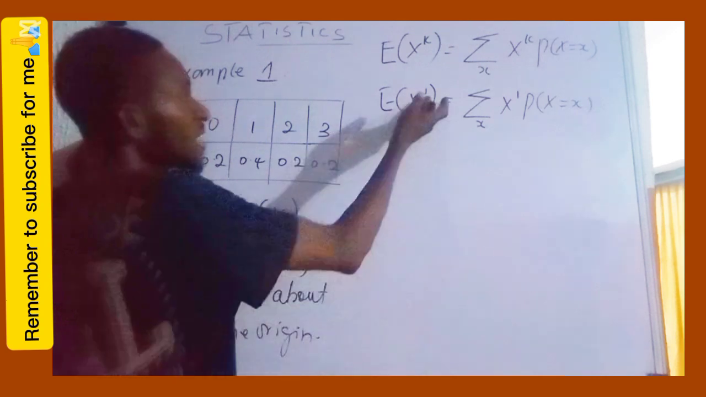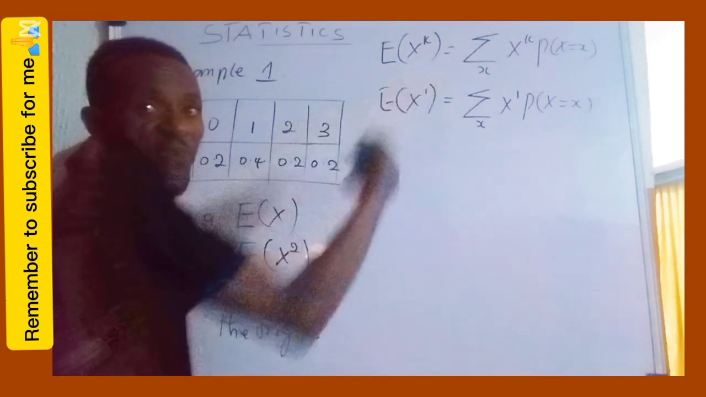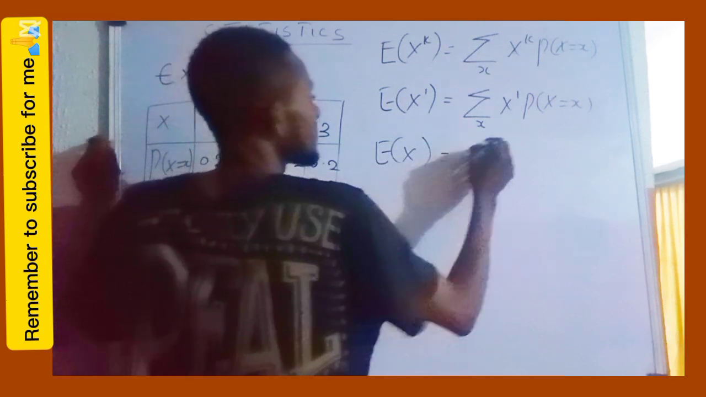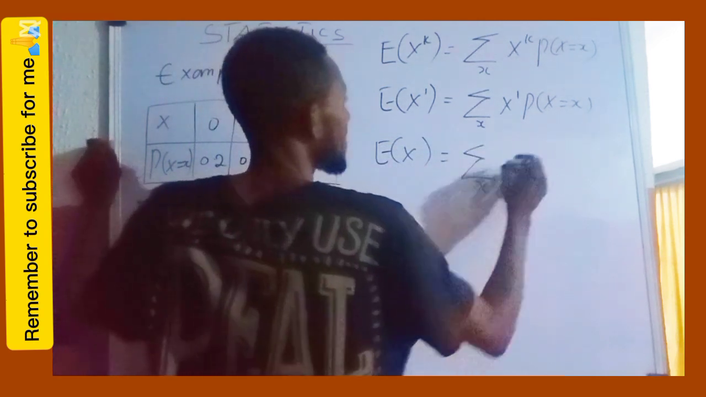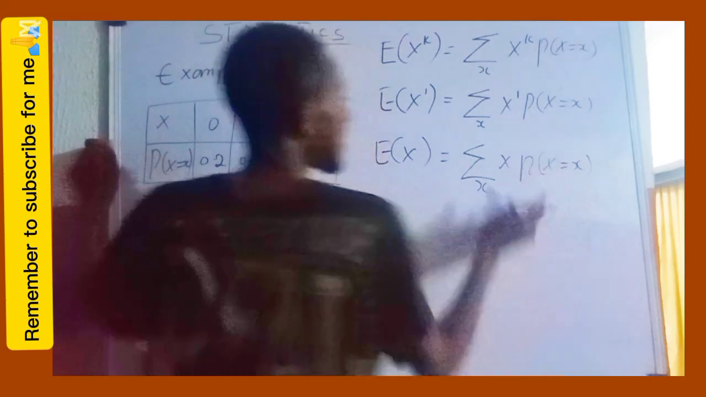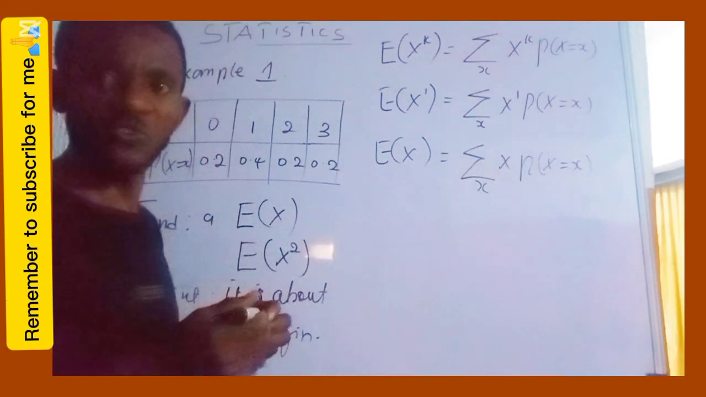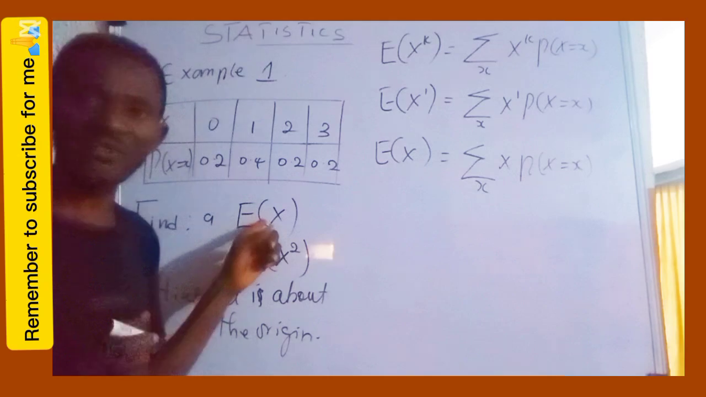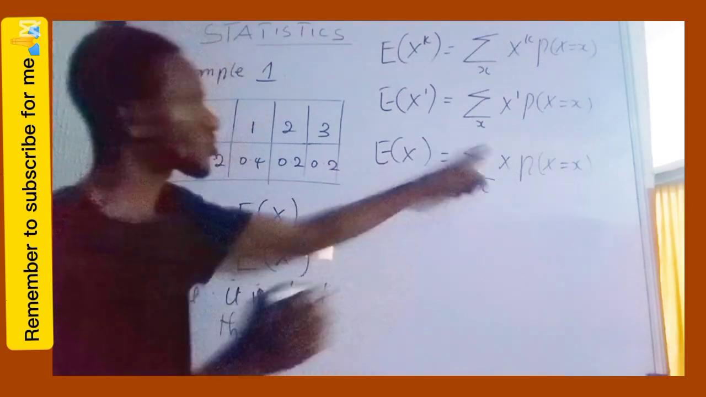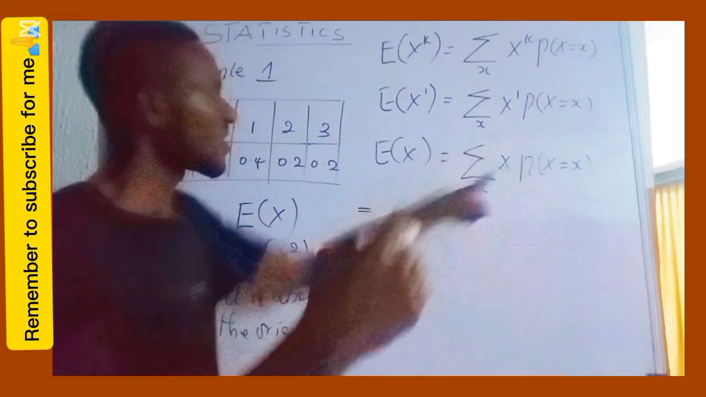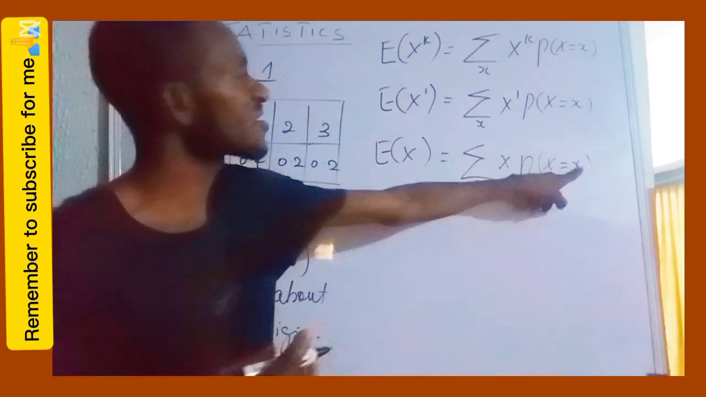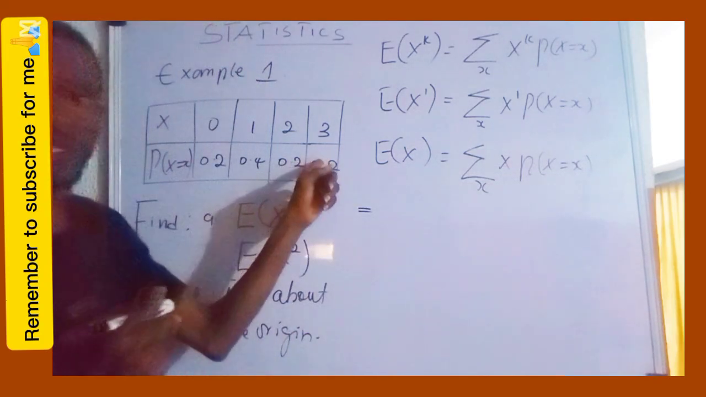In this class already we have told ourselves that this raised to power 1 is the same thing. So we have E of x is given as the sum over the range of x, P of capital X equals small x. This is the formula we are going to use, which is exactly the same thing they asked us here. So we now come here. So this is equals. Sum here means addition. X here, look at the row for x here. P of capital X equals small x, look at each row here.